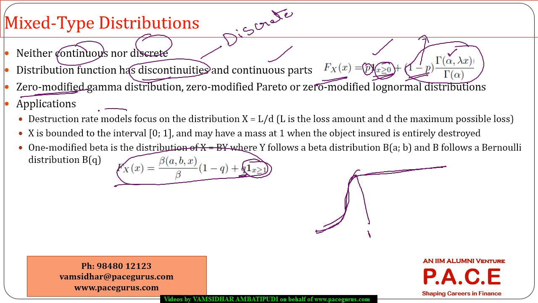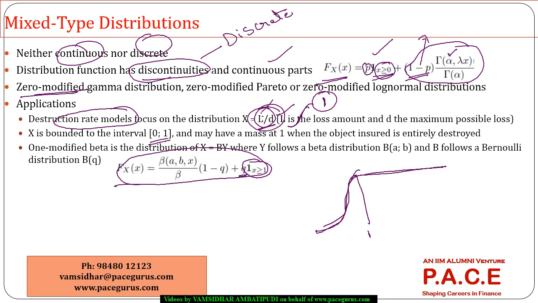Typical applications are destruction rate models, wherein I look at the percentage of loss, and D is defined as the maximum loss, and L is the actual loss amount that has occurred. This will typically be a proportion of the total loss, but L cannot be greater than D at any point. So we restrict the maximum loss percentage to 1, but below 1 we say it follows a continuous distribution.